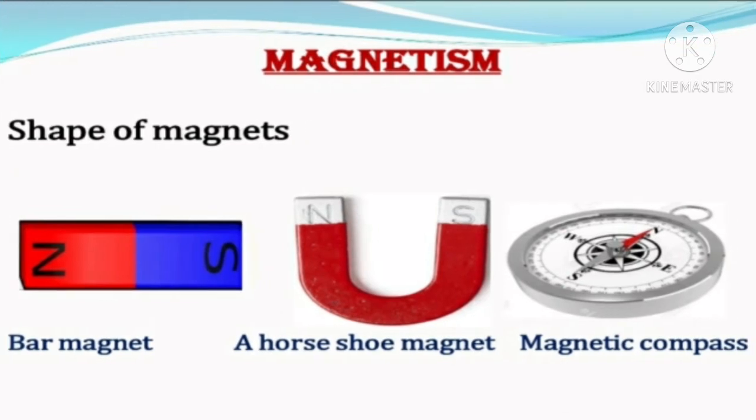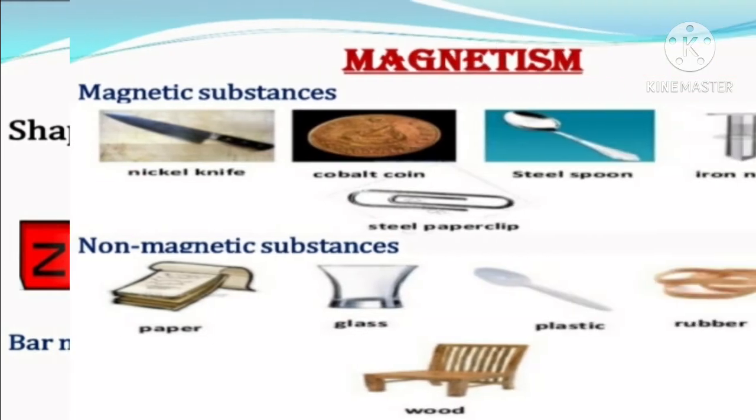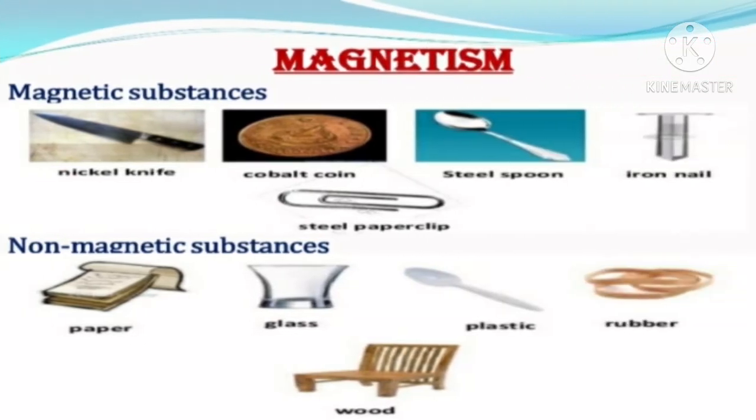Shape of magnets: bar magnet, horseshoe magnet, and magnetic compass. Magnetic substances. Magnetic substances are those which are attracted by magnets. Examples are given. Non-magnetic substances. Non-magnetic substances are those which are not attracted by magnets.